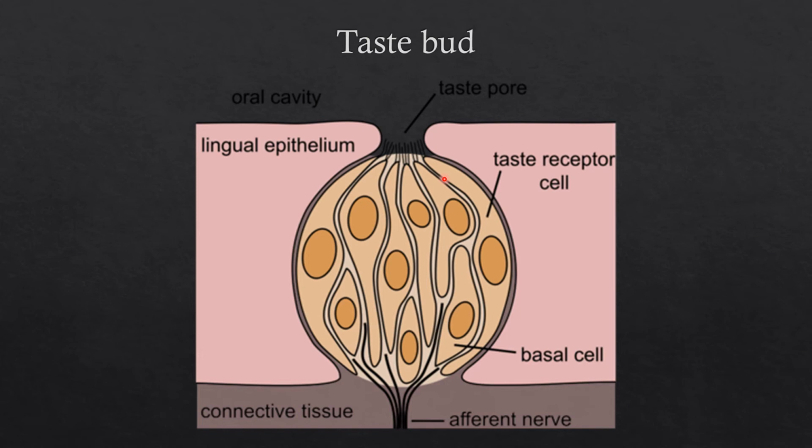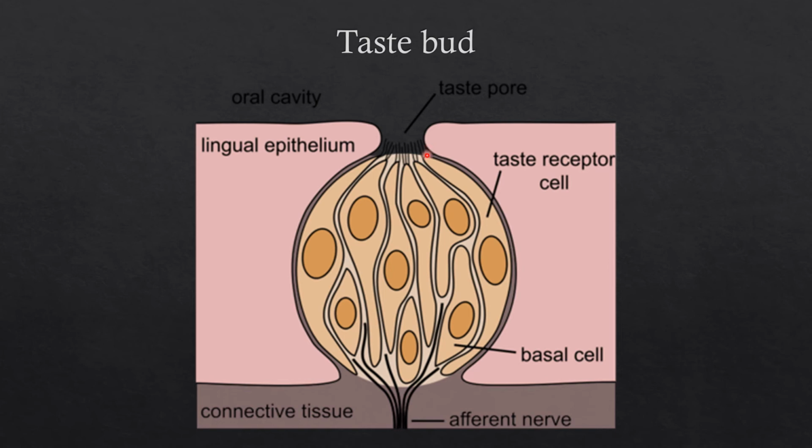So first let's see the receptor cell, which is also called the sensory cell, gustatory cell, or neuroepithelial cell. This cell is an elongated cell which exhibits a lighter cytoplasm and a more oval, lighter nucleus. It extends from the basal lamina of the epithelium to the taste pore. Then the apical surface of the cell shows a few microvilli.